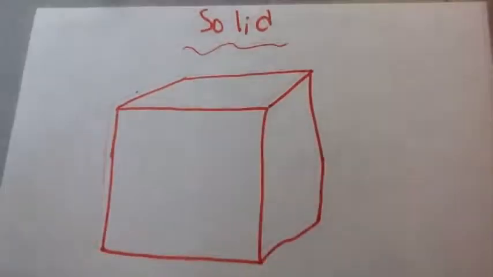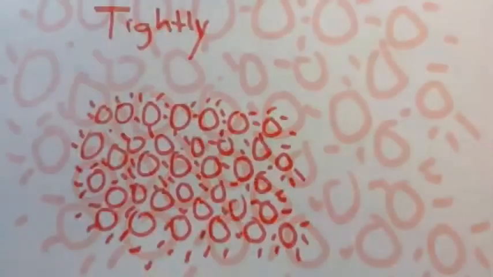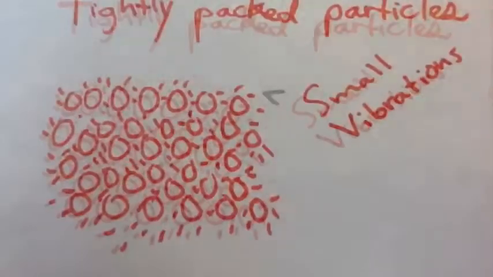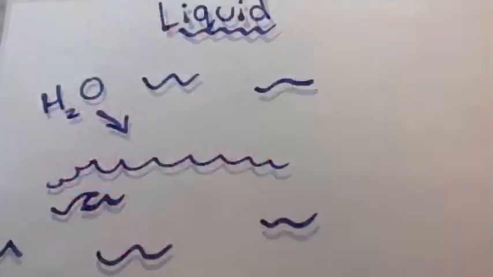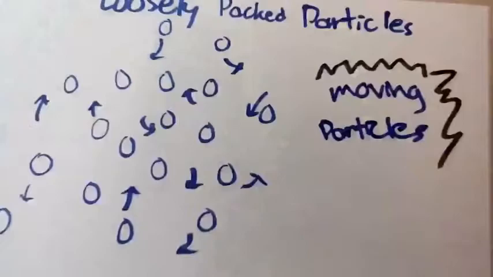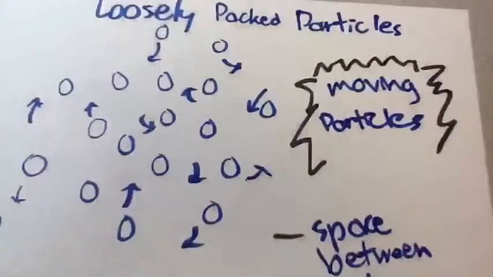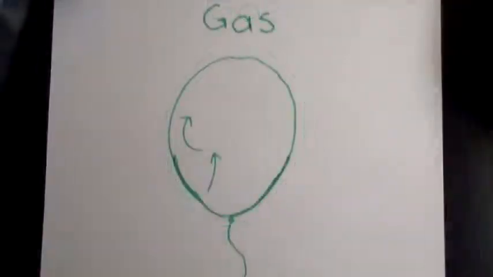Now let's look inside a solid. As you can see, they're really tightly packed particles with very small vibrations and little movement. Let's look inside a liquid. Liquids are somewhere in between, with loosely packed particles that are moving with sufficient space between.